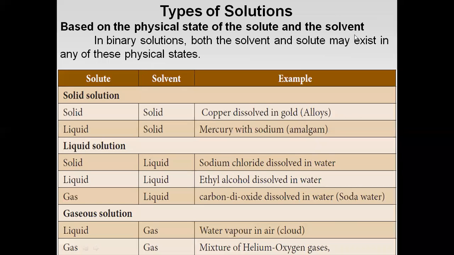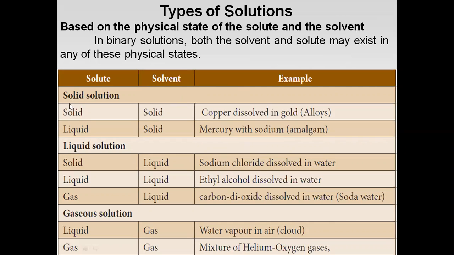So in binary solutions, both the solvent and the solute may exist in any of these physical states. So solvent and the solute present three physical states, that is solid, liquid, and gases. So these are the examples for the binary solutions. In these binary solutions, the solvent part is major.